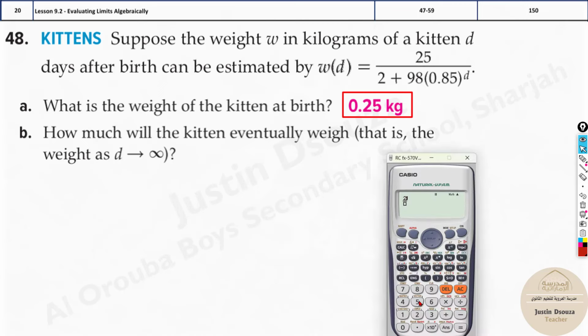Here, just type this: 25 divided by 2 plus 98 times 0.85 to the power, over here, infinity. We don't have infinity, so just put a big number, okay? So the answer is how much? It is 12.5 kgs. So that's it. You can write it in detail, like just substituting, because infinity means it'll be a big number, take the limit, and this is the answer.